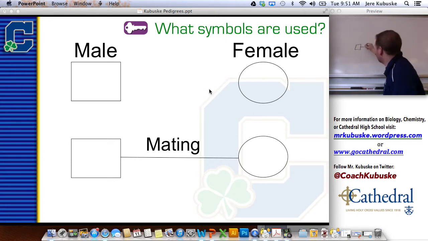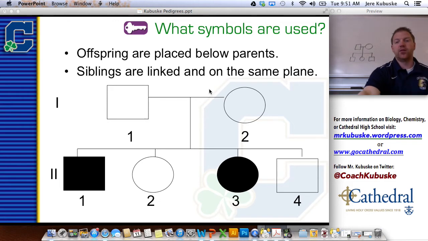Now, to show that you're going to produce offspring besides the mating, we bring a line straight down, and then we're going to have this little connecting line between the different offspring. So, like, here's a brother, sister, brother. So they had two boys and one girl. So that's how you show the offspring. Offspring are always placed below the parents.